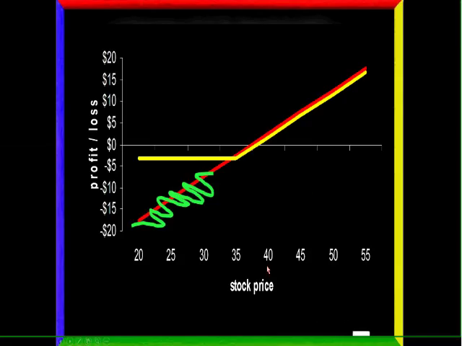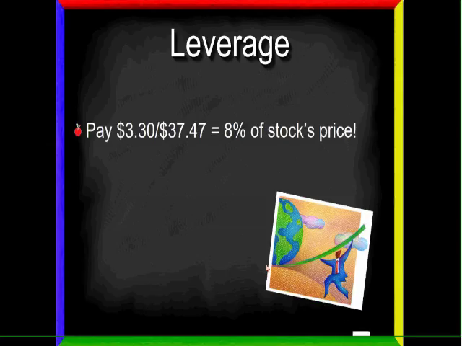I'm basically holding shares of stock. But I'm doing it for $3.37 instead of $37 and change, or about 8% of the stock's price. Try telling your broker you want to put down 8% margin. Not going to work. I can do it with options. $330, what is it for the stock trader?